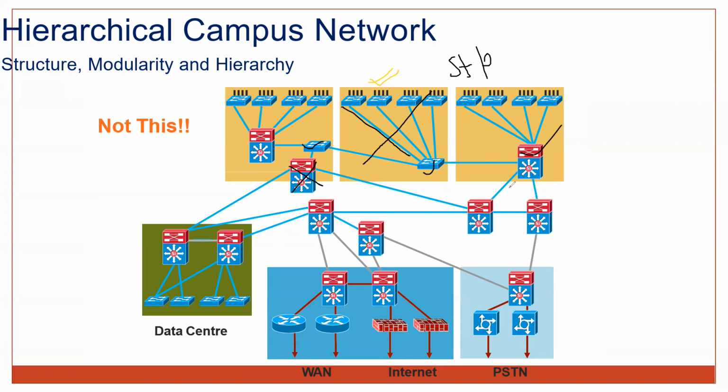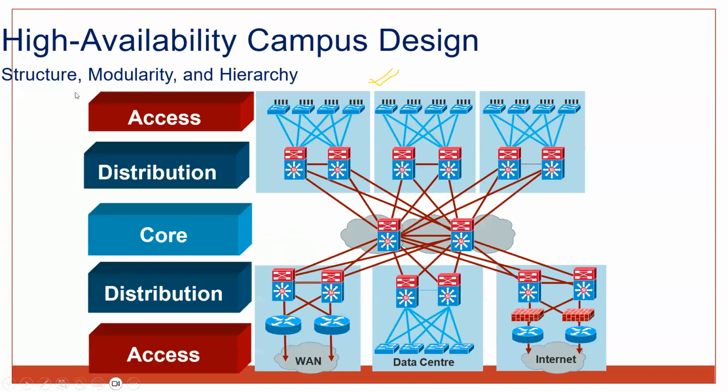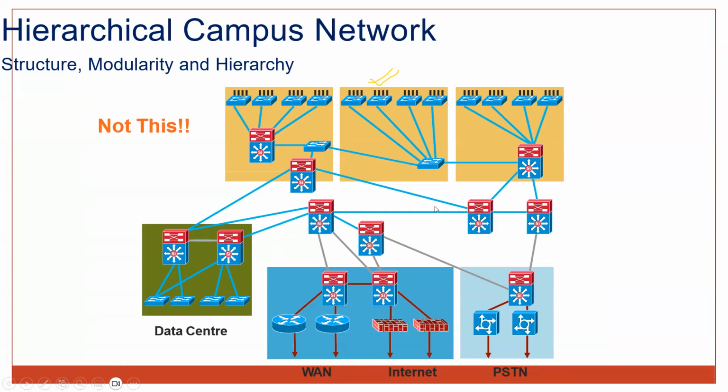You will see not only layer 2 loops will get created, you will see that layer 3 loops will also get created. And there is no bandwidth or link redundancy like you have here, and there is no device redundancy as well.